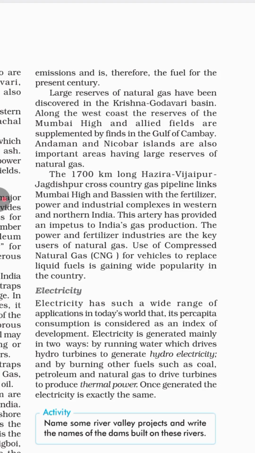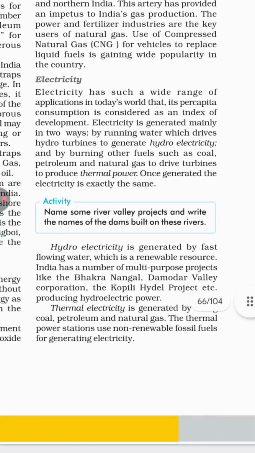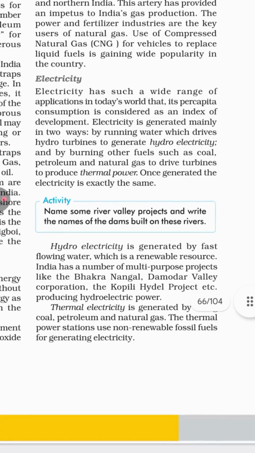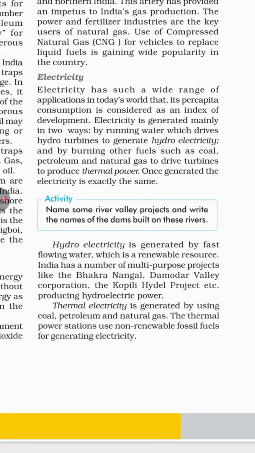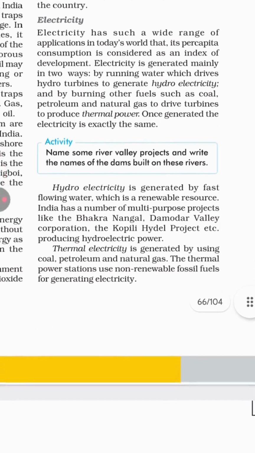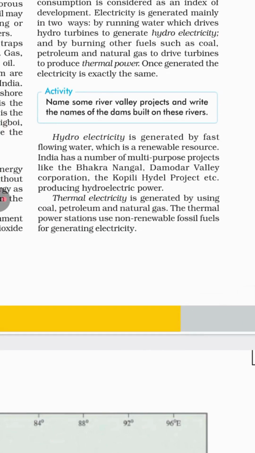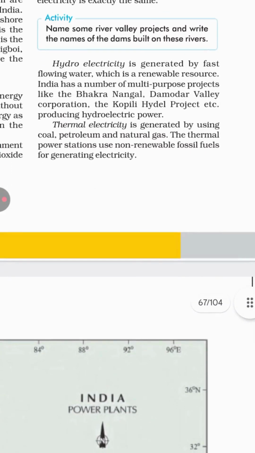Okay, electricity. Now, the most important source of electricity is hydroelectricity or through multi-river valley projects. But then we are also moving towards thermal, that is generated by the use of coal, petroleum and natural gas. Understand? Hydroelectricity is generated by fast flowing water, you all know. Thermal electricity is generated by using coal, petroleum and natural gas.